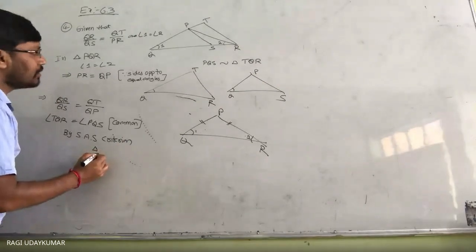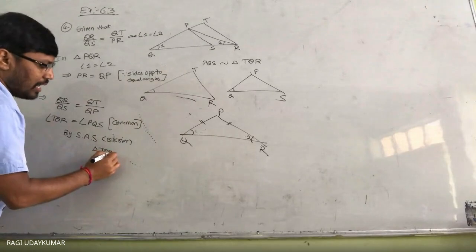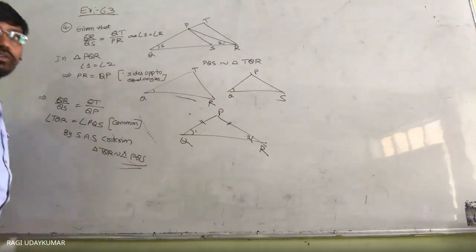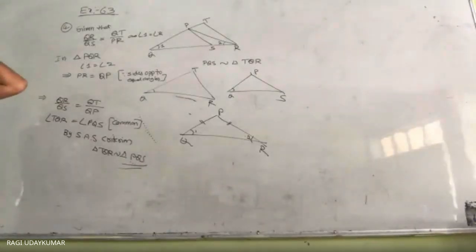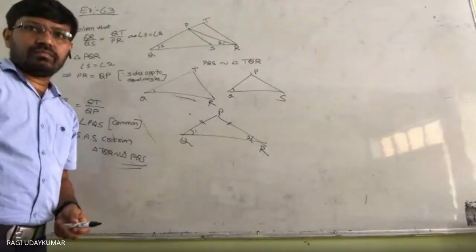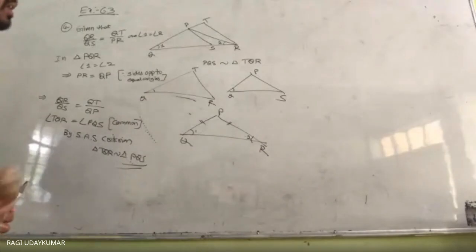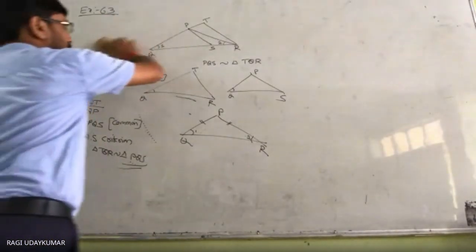triangle TQR is similar to triangle PQS. This is only asking for you to prove. Did you understand here? Is there any confusion? Clear, right? Yes, sir. Okay. If you are not having any problem, then we will proceed to the next one.